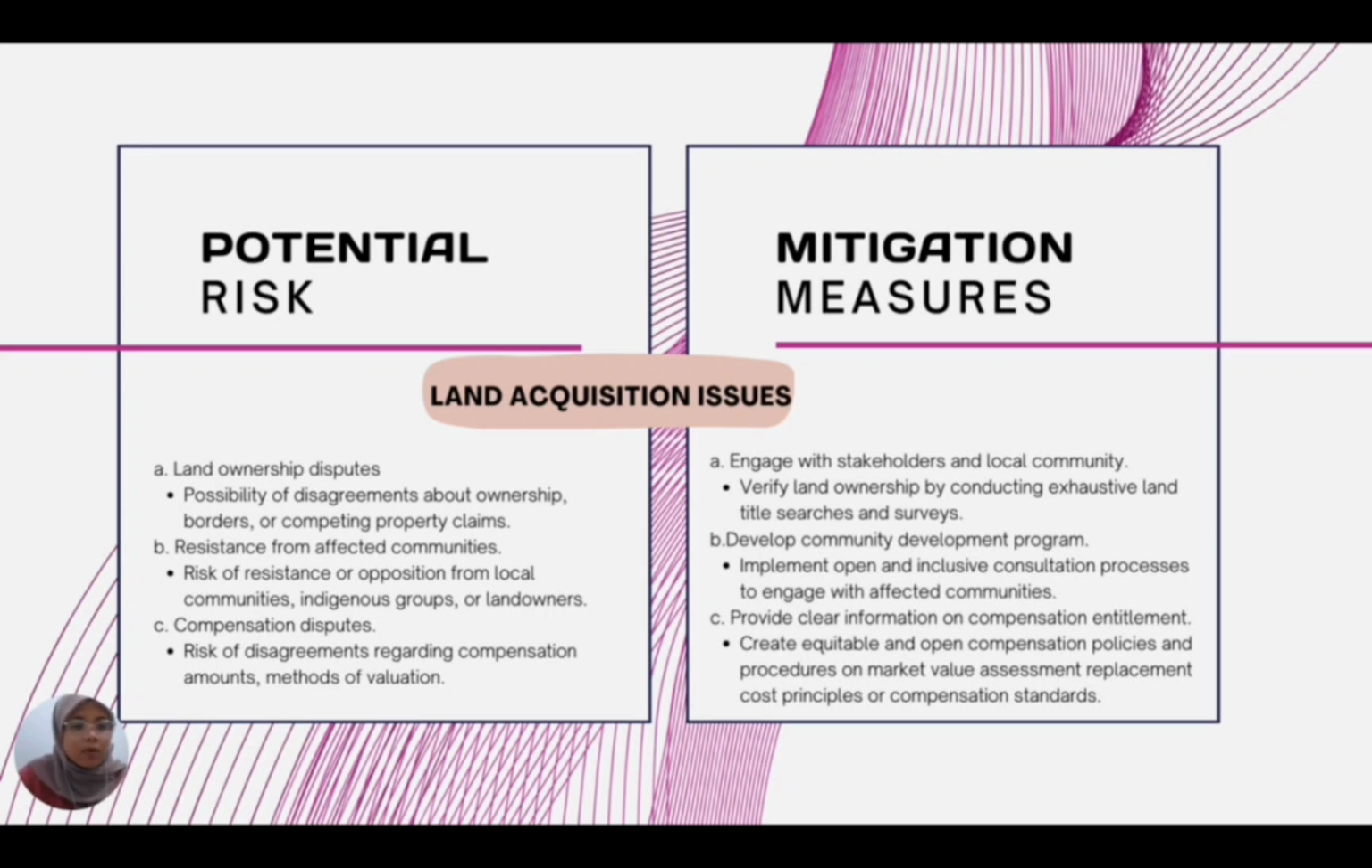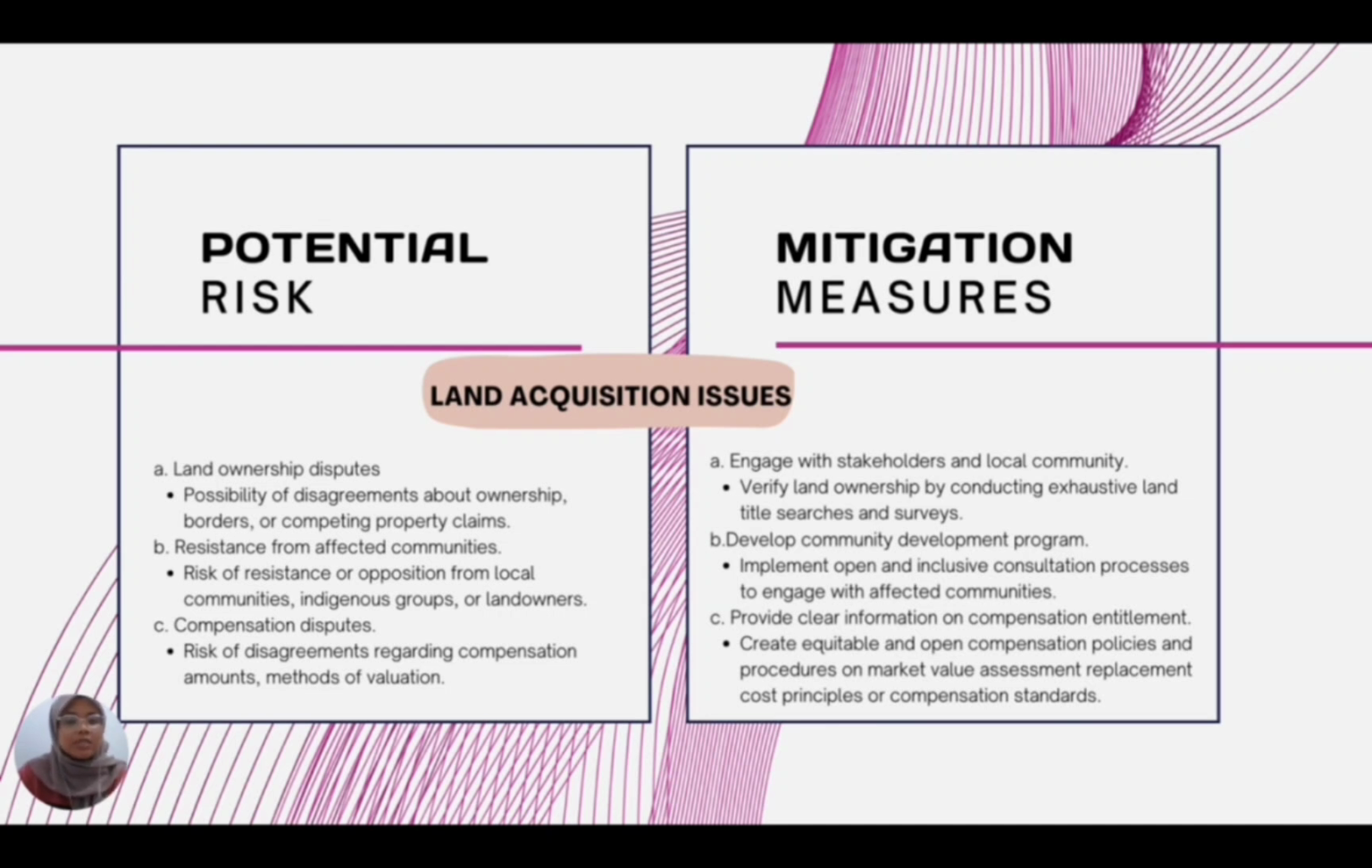Second, resistance from affected communities. Risk of resistance or opposition from local communities, indigenous groups or landowners affected by the railway project, leading to protests, blockades or legal challenges. Third one is compensation dispute. Risk of disagreement regarding compensation amounts, methods of valuation or sufficiency of benefits granted to landowners or impacted communities for the acquisition and relocation of land.